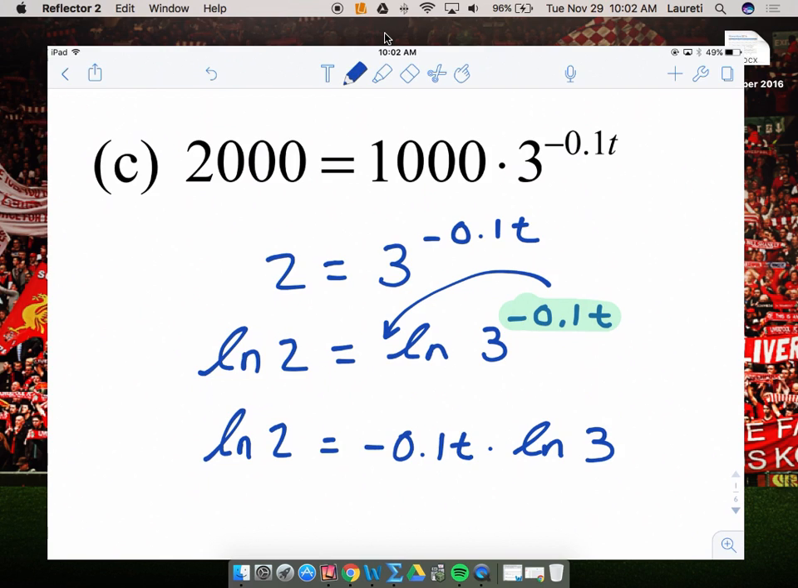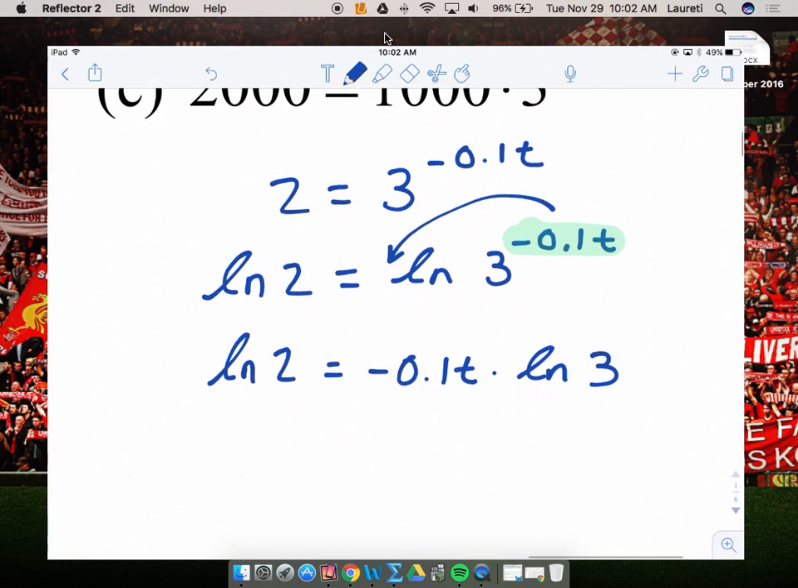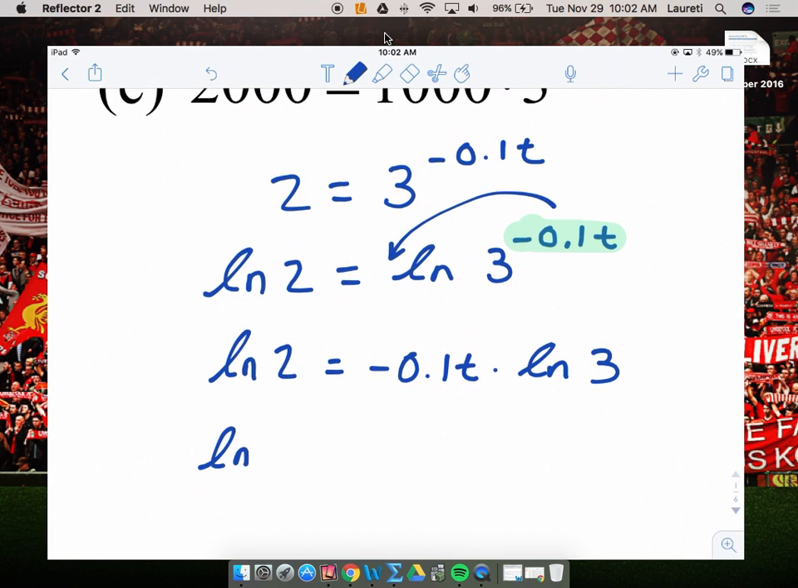All right, so now you've got it down, right? Now you need to isolate the variable, right? So what can you do next? Divide it, right? Yeah. So you got ln of 2 divided by ln of 3 is equal to negative 0.1 t.